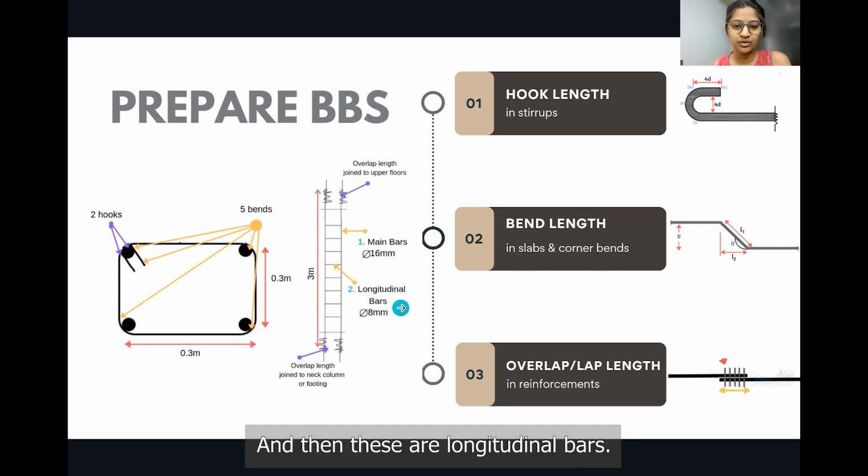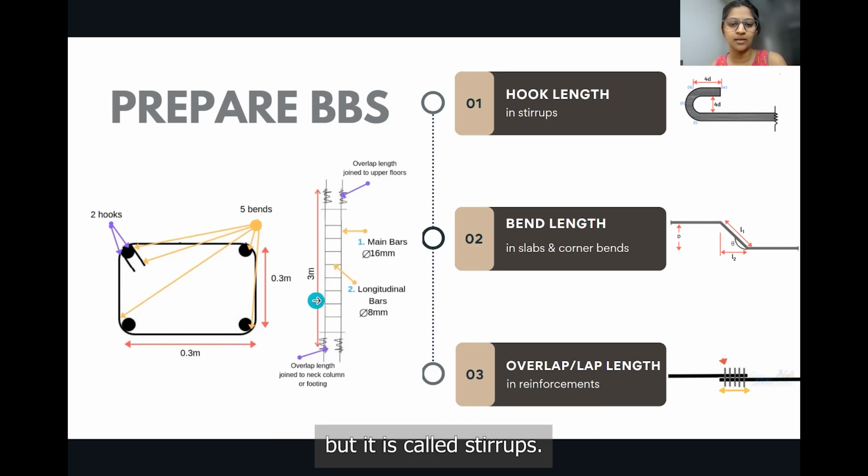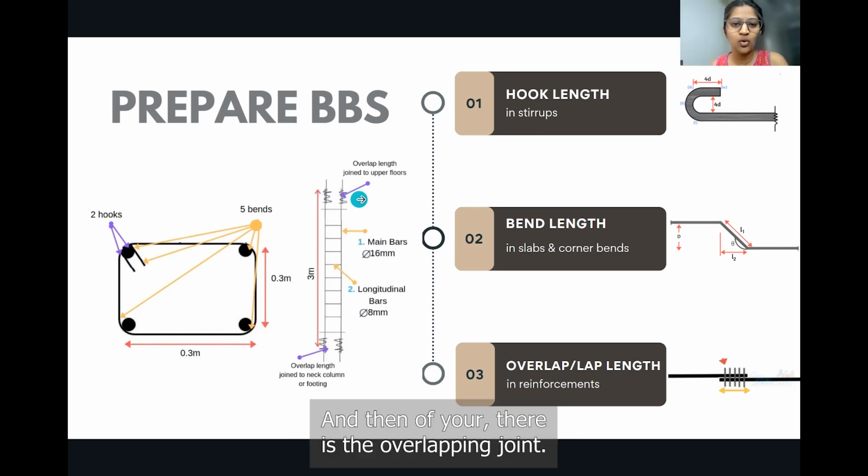And then these are longitudinal bars. The longitudinal bars are the horizontal ones. That is nothing but what is called the stirrups, and they have a diameter of about 8 mm. So these are the technicalities of the rebars. And then over here there is the overlapping joint.